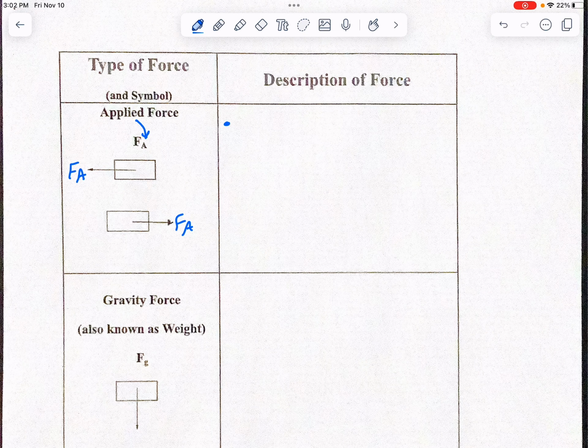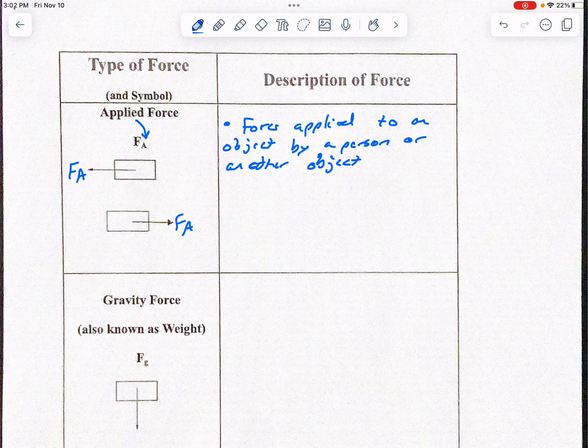So the description of that: it is the force applied to an object by a person or another object. An example could be something like pushing a desk, pulling a rope.